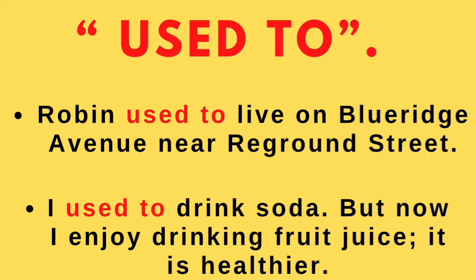An example for used to: Robin used to live on Blue Ridge Avenue near Red Ground Street. That means Robin no longer lives on Blue Ridge Avenue. She moved somewhere else, right? Another example would be, I used to drink soda, but now I enjoy drinking fruit juice. It is healthier. So if you used to drink soda in the past, but you're trying to live a healthy diet, you would say that you used to drink soda, but now you enjoy drinking fruit juice. Okay, so it's in the past.